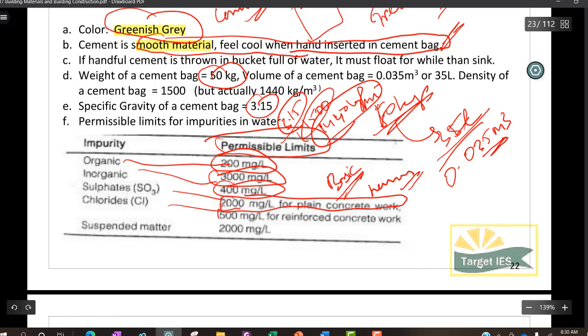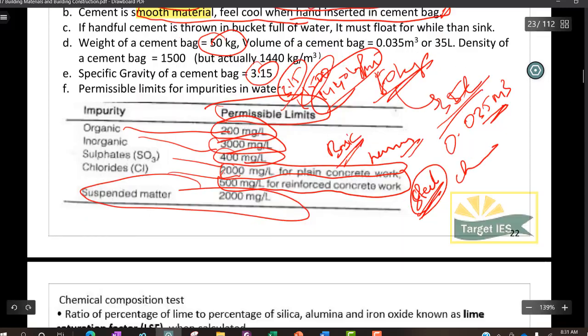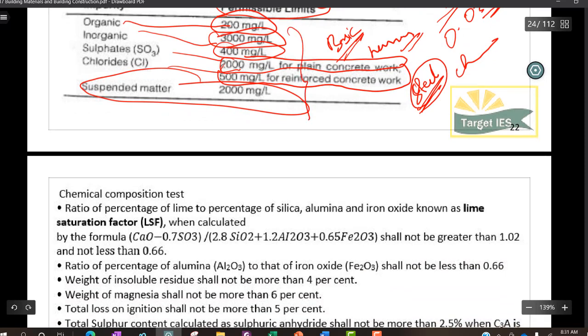And if you are using it for RCC, reinforced cement concrete, as there is reinforcement, that means steel bars, they could be corroded because of these chlorides. That's why the limit is only 500 mg per liter. And suspended matter should not be greater than 2000 mg per liter. So these are the worst limits, and you have to remember this. Organic 200, inorganic 3000, sulfates 400, chlorides 2000 for plain, and 500 for RCC, and suspended matter is 2000 mg per liter.